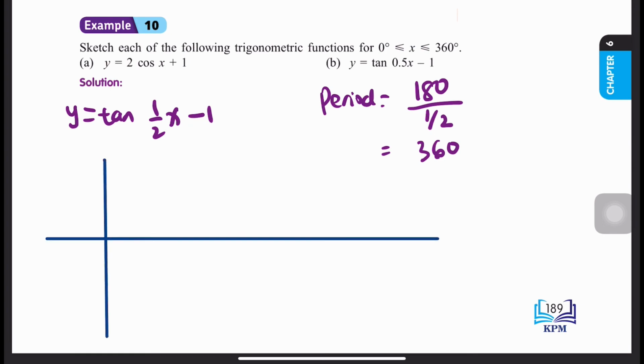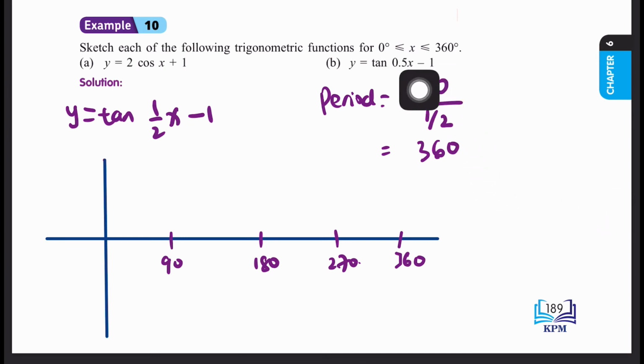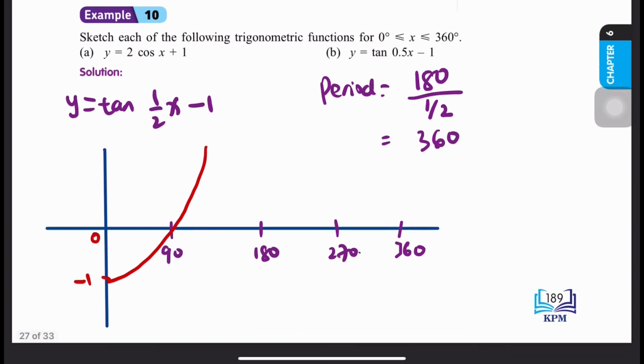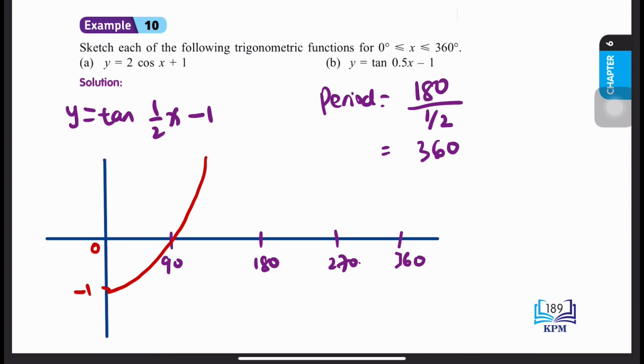Okay, so this is our paksi. Tadi 360, 180, 90, 270. Okay, so kita boleh lukis. Kita nak lukis minus 1 kan. So asal tadi 0, so 0 dia akan turun negatif 1. Okay, so lukislah. Yang sini pula negatif 1 dia akan turun ke bawah. Macam tu. Tengah ni adalah asymptote. Boleh?